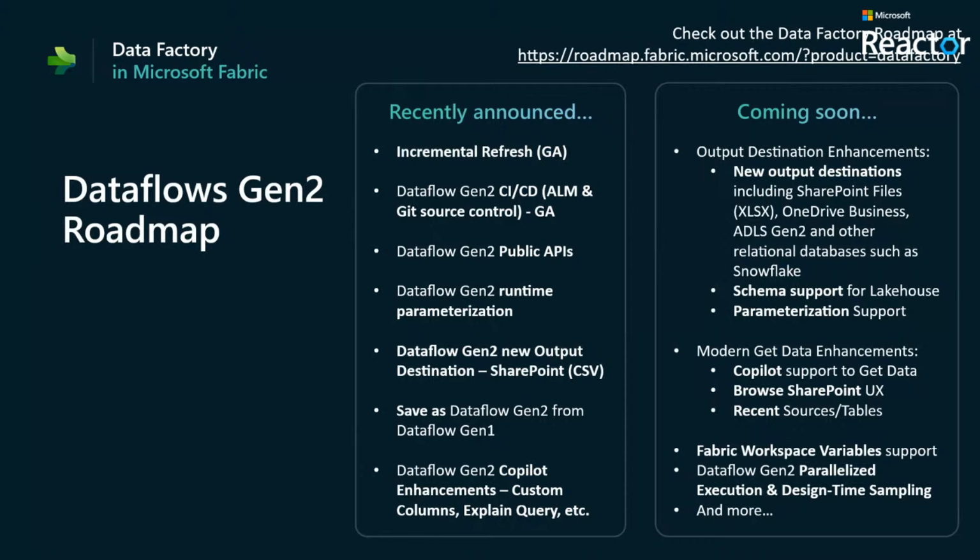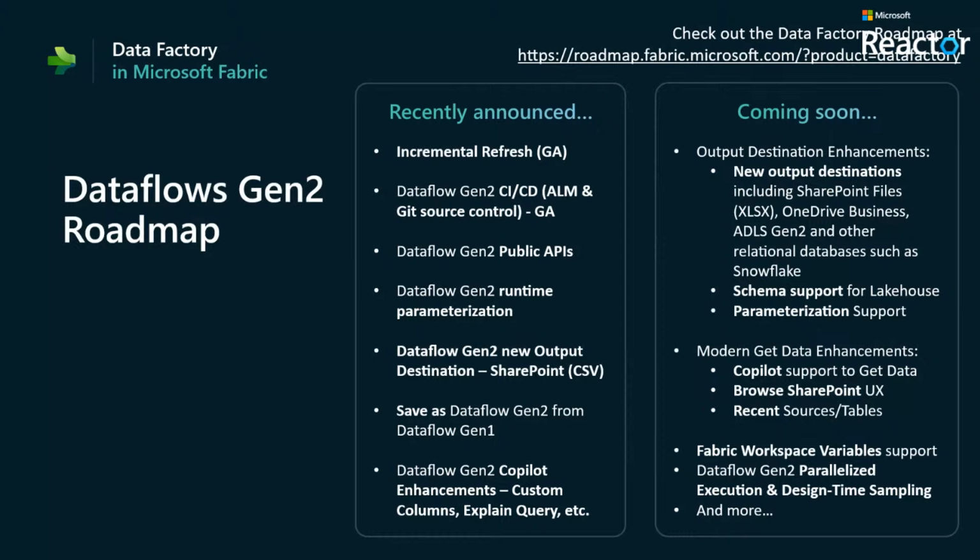We also plan to extend existing destinations such as the Lakehouse, Warehouse, and others to support schema selection. Today, all the tables that you create as part of the output destination to, say, Lakehouse, for example, write to the default schema. We're going to actually allow you to pick different schemas to emit your tables to.